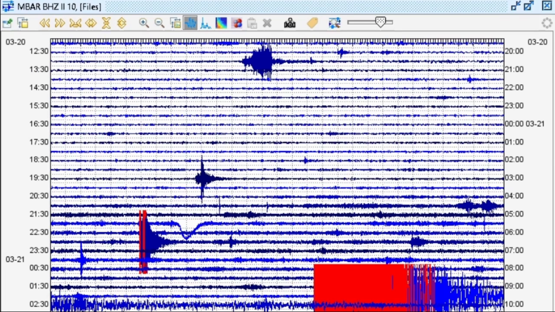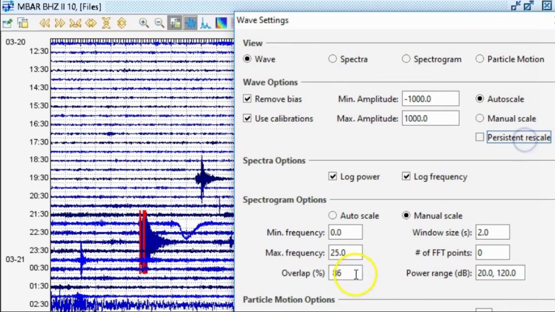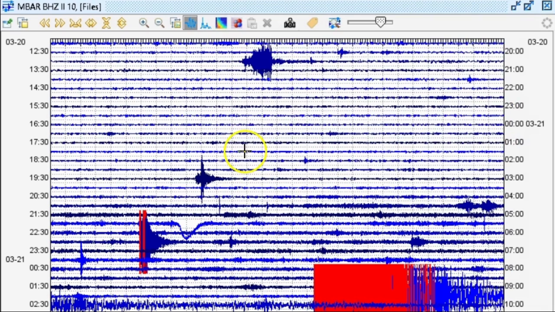Here we are back in the seismic program swarm with the data from the closest seismic station to the 5.5 in Tanzania. Sadly, the closest seismic station is many miles away. But we could still get a good look at this magnitude. What was it? 5.5, I believe it was. Station MBAR in the II network, location code 10, broadband vertical. Turn persistent rescale offset overlap to 95 on the spectrogram. Since it's a broadband station, we're going to add a 0.6 Hz high pass filter.